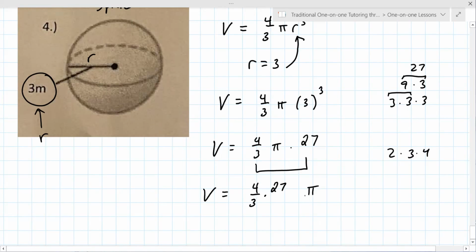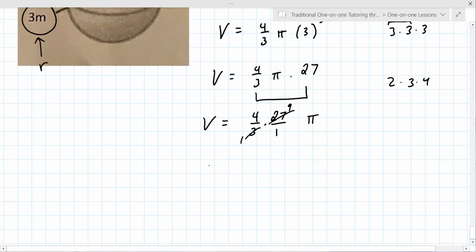And then the pi is over here. So notice the skill we were working on before where you cancel out diagonally applies here. So 27 divided by 3 is 9. Very good. So it's 4 times 9, 36 times pi.